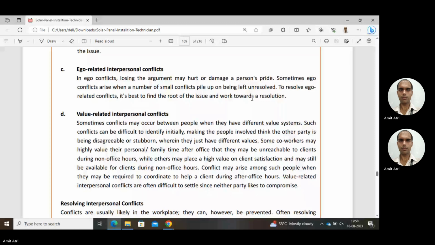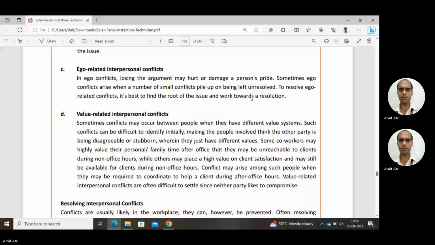On the other side, some employee is placing the client's satisfaction as the priority. So he is making some time, finding time, and trying to resolve the client's issue, even after the official working hours are over. So this may give rise to conflicts.